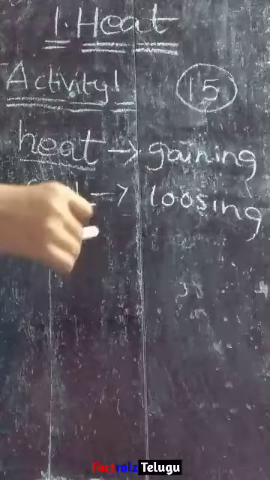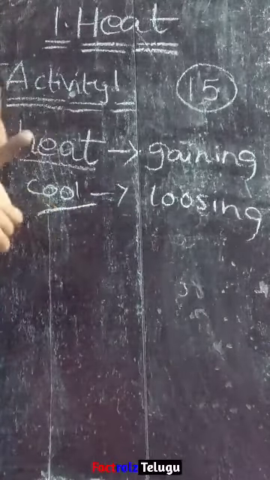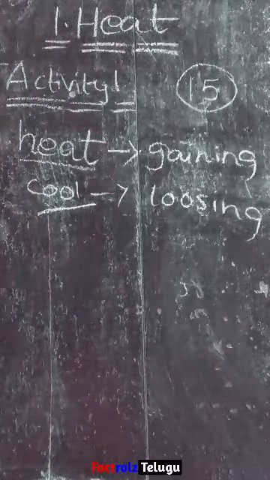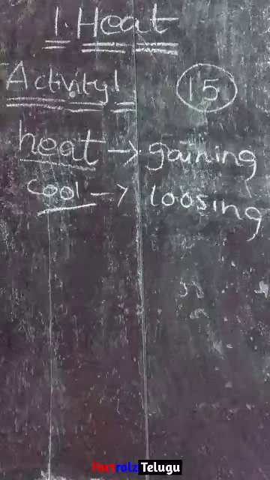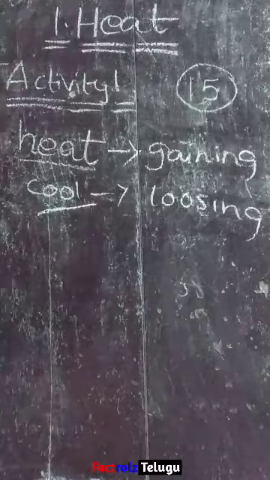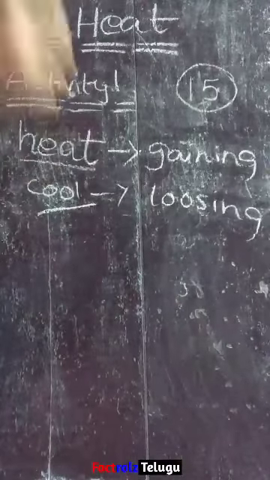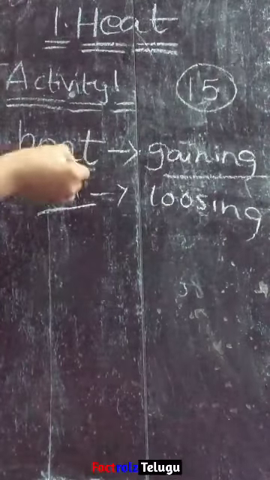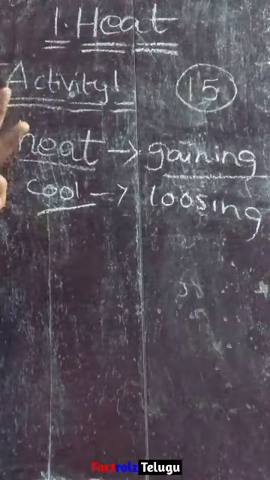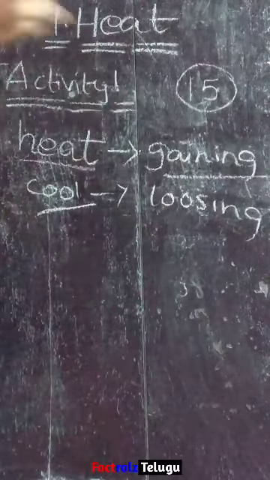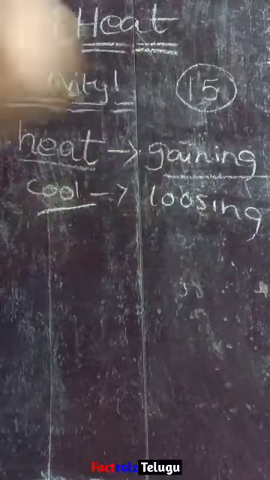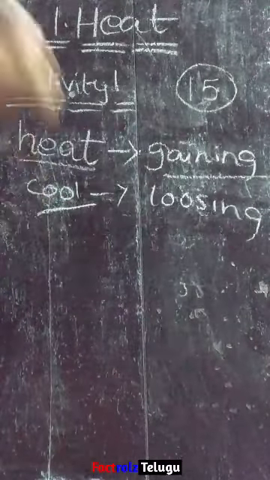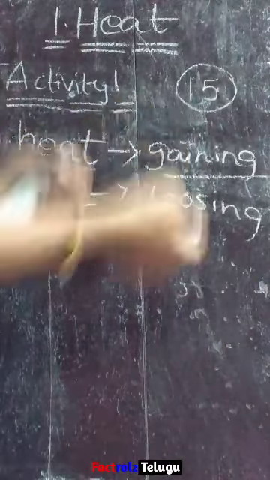For example, suppose you have taken out an ice cube from the refrigerator. Why is the ice cube melting when you keep it in your hand? Because heat transfers from your hand to the ice cube. That means the ice cube is gaining energy, it is getting heated. Our body temperature is greater than the ice cube's. The ice cube temperature is somewhat cool, but our body is hot compared to the ice cube. So the ice cube is gaining energy, and that's why it melts.